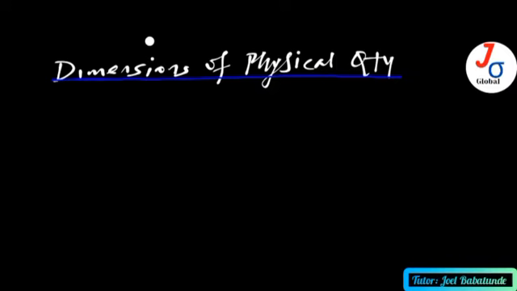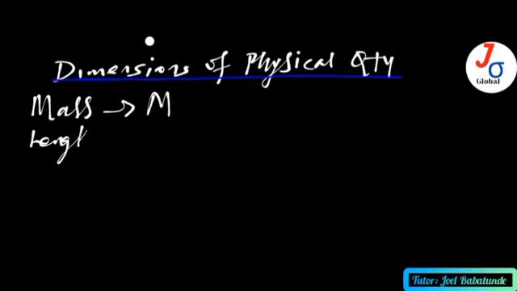One of the things that you have to look at in dimensions is that we're just going to look at three fundamental quantities. We have mass. I'm going to represent that with capital M. Then we have the length. We're going to represent that with capital L, and we have the time. We're going to represent that with capital T. So let's do dimensions for derived quantities.